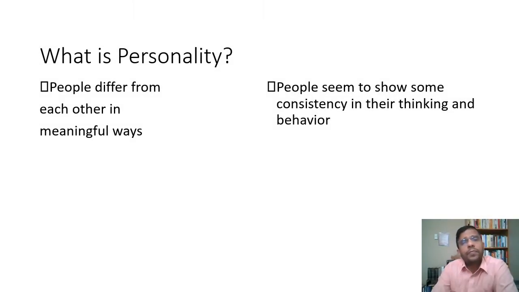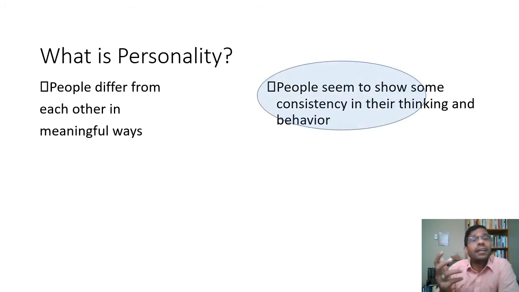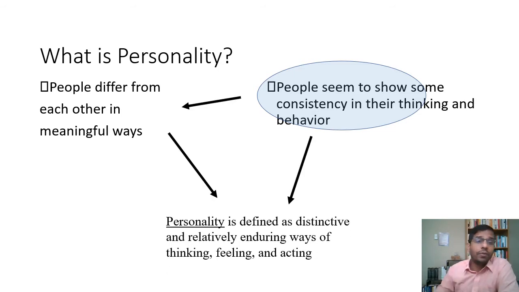So people tend to follow some consistent pattern in the way they tend to think, in the way they tend to feel, in the way they tend to behave. That consistency gives people their distinctive identity. In other words, you can differentiate between people based on these patterns that you observe in them. So we see meaningful differences between one person and another based on these distinctive patterns.